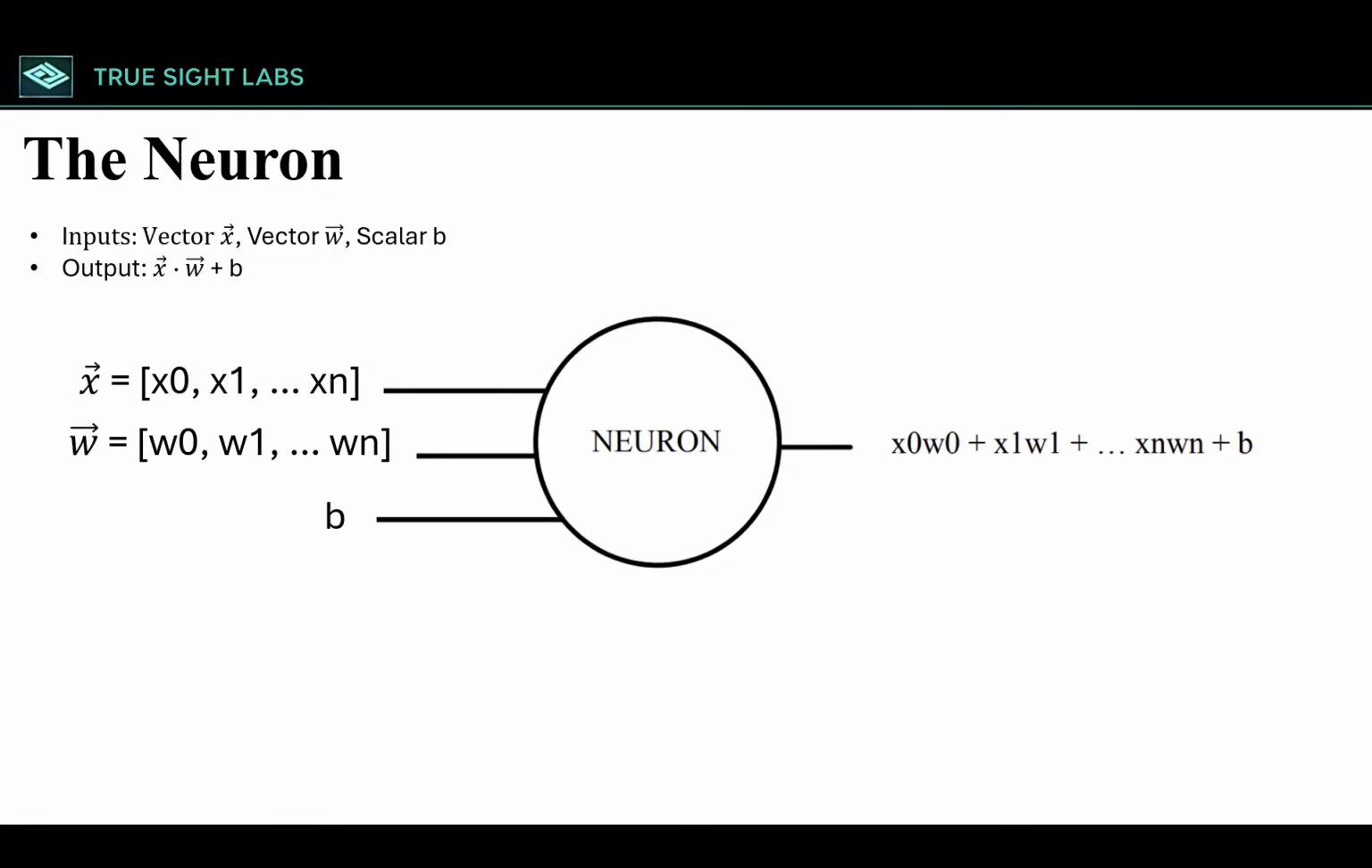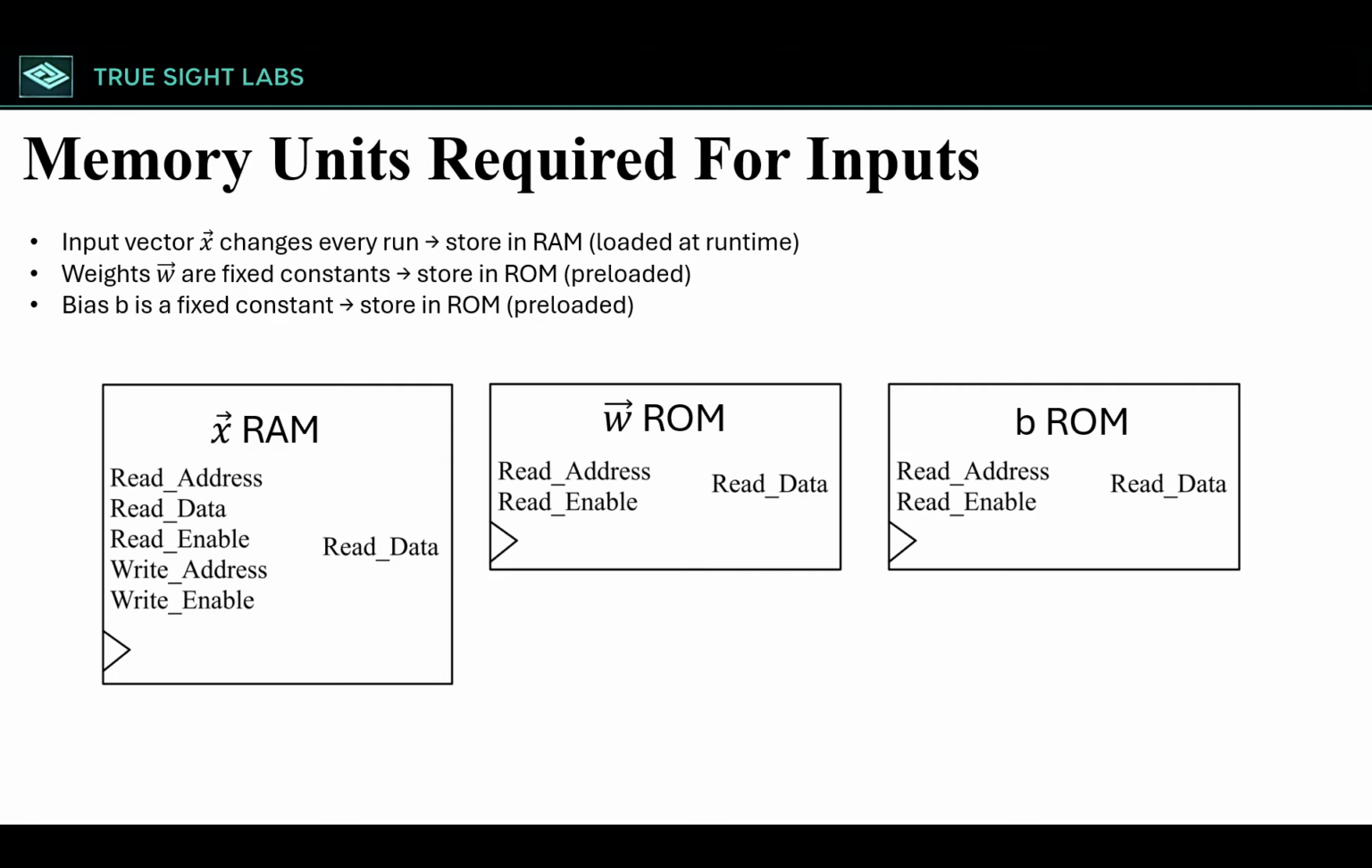When you're building hardware to do a math operation, you first have to decide where you are going to store the inputs. For a neuron, we have 3 inputs: the vector x, the vector w, and the bias b. The input vector x changes each time we run the system, so we store x in RAM. But the weights vector w and the bias b don't change during normal operation. Once the neuron is trained, those values are basically fixed constants, so we can preload them into a ROM.